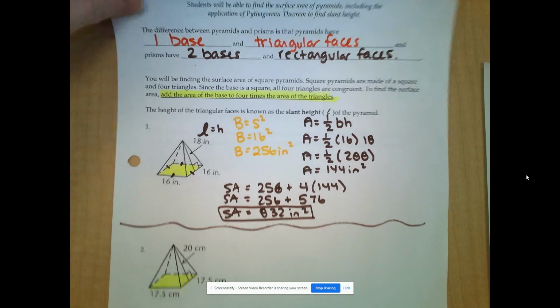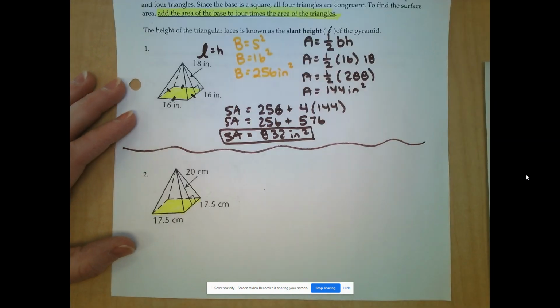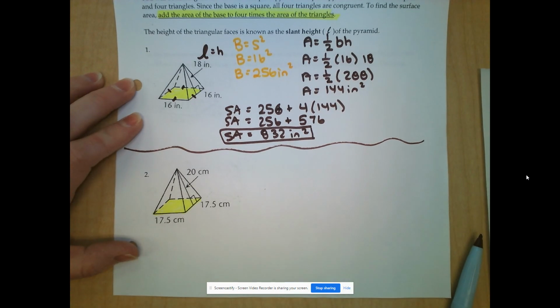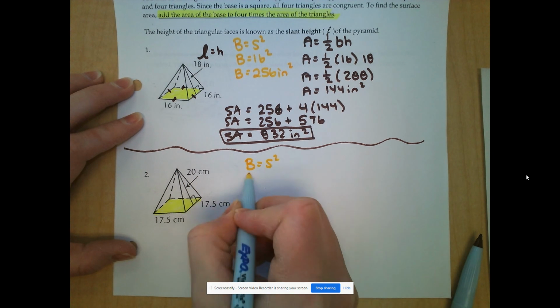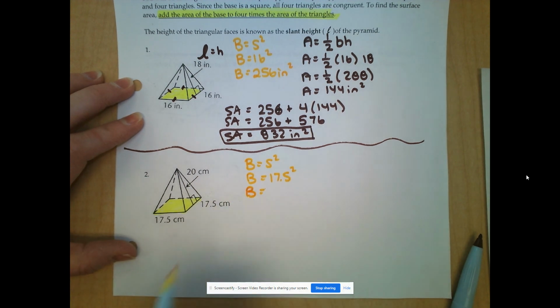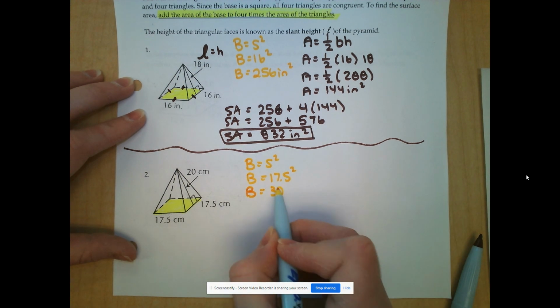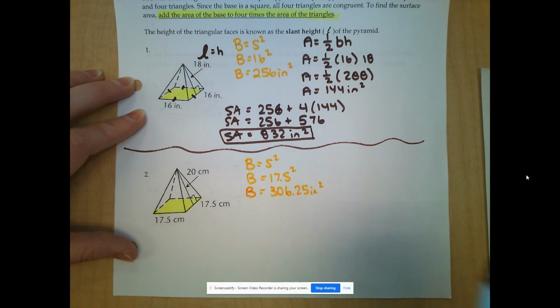Down at the bottom, I have a new regular pyramid, or a pyramid with a square base. First, I need to start by finding the area of the base. So the area of the base is s squared, or 17.5 squared, right? So into the calculator, I would have to type 17.5 times 17.5, 306.25 inches squared.